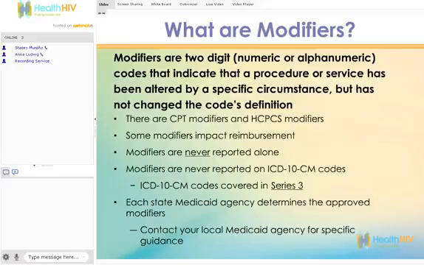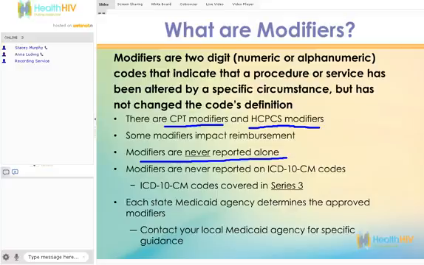So modifiers are 2-digit, sometimes numeric or alphanumeric codes that indicate that a procedure or service has been altered by a specific circumstance but has not changed that actual code's definition. There are CPT modifiers and there are HCPCS modifiers, and we're going to look at some in a moment. Modifiers impact your reimbursement, so it's important that you find out from the payers before you utilize the modifiers.